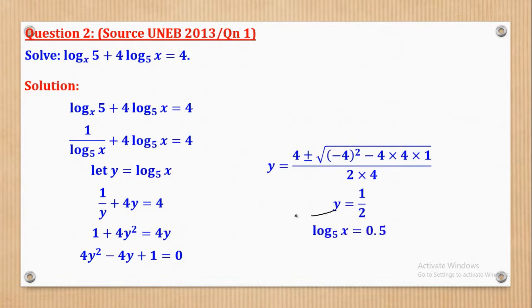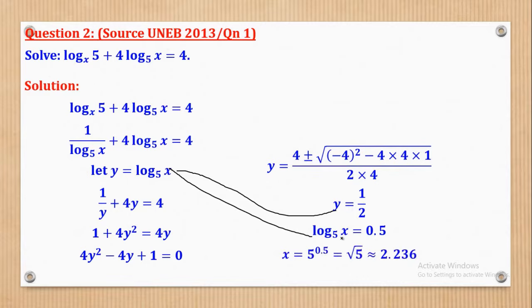But we know that y is equal to log base 5 of x, so we shall replace y with that. And then we shall say that 5 to power 0.5 is equal to x, which is this segment. So when I use the calculator, it will become 2.236.